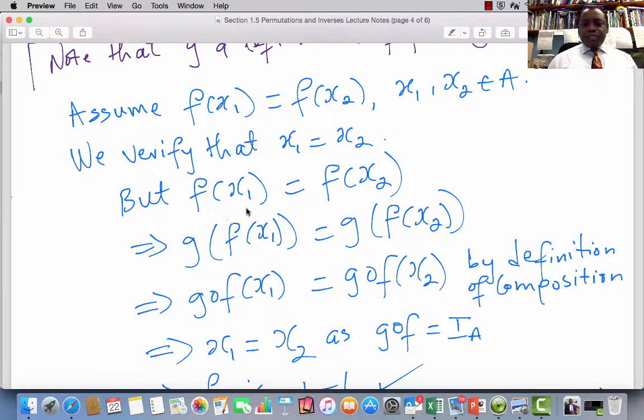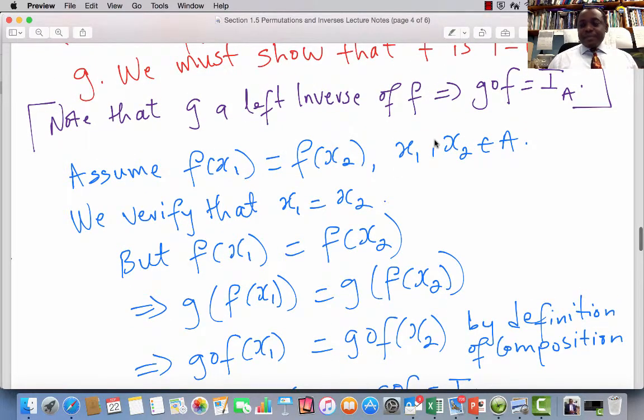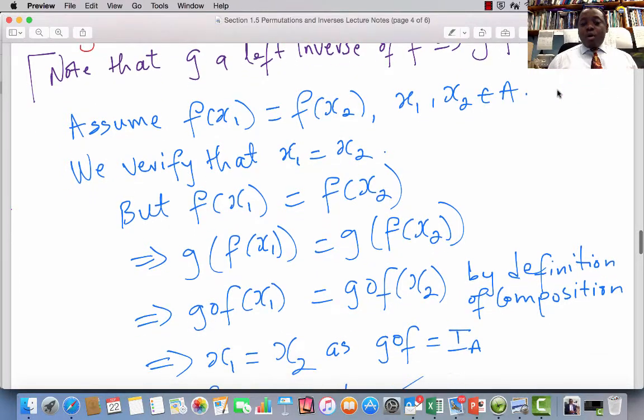But f(x1) equals f(x2) implies that g(f(x1)) equals g(f(x2)). By definition of composition, (g composed with f)(x1) equals (g composed with f)(x2). But what is g composed with f? I_A. And what is I_A of x1?